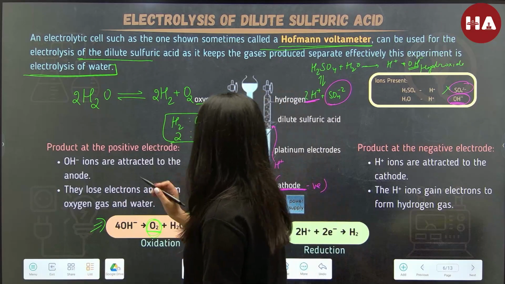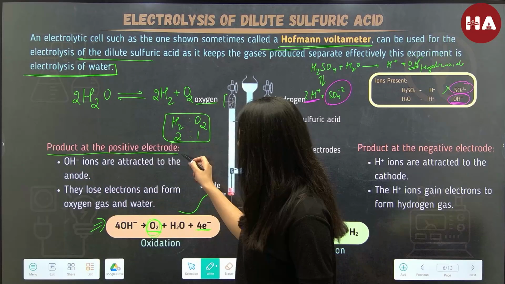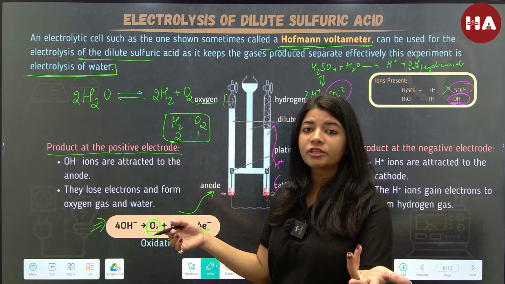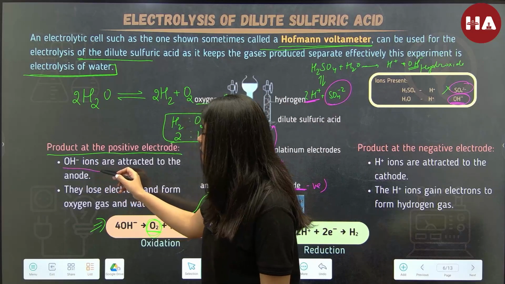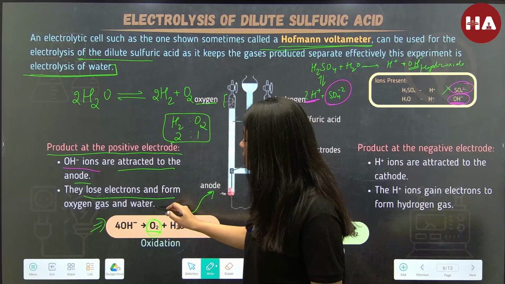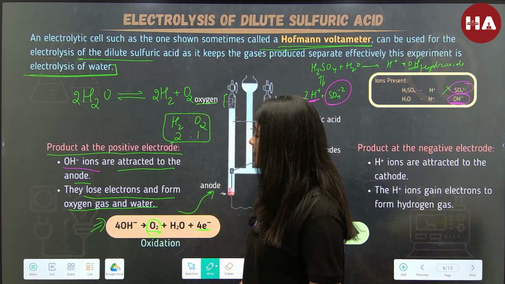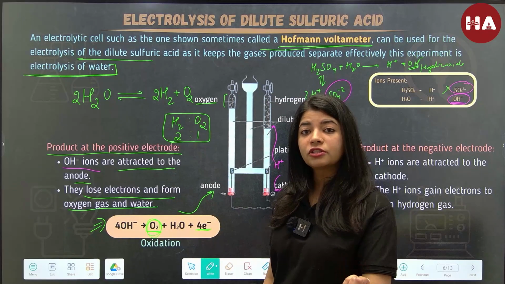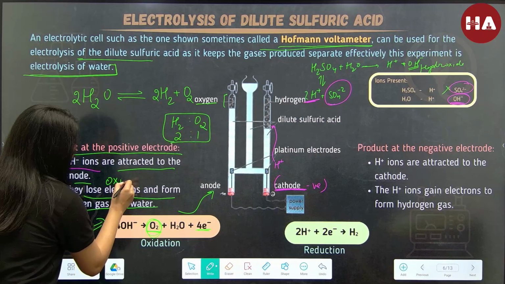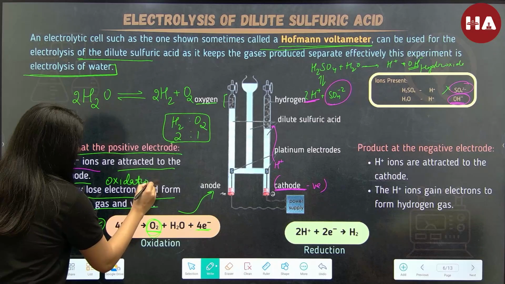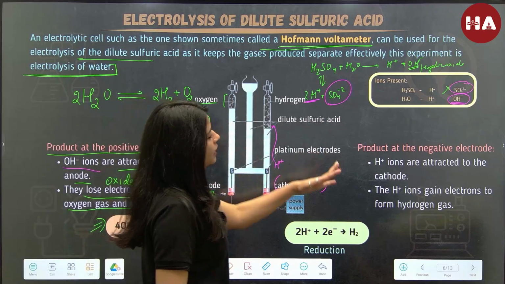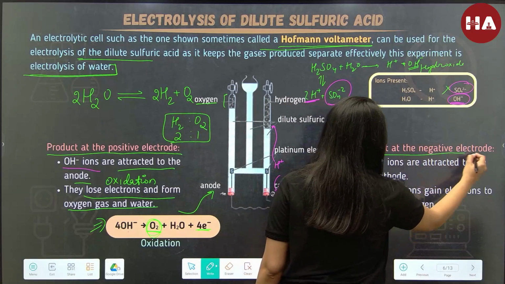Before that, let's quickly read the product at the positive electrode. At the positive electrode, definitely a negative ion will come, which I am saying is OH minus, because the concentration is greater. So OH minus ions are attracted to the anode, they lose electrons and form oxygen gas and water. Losing electrons means what? It means oxidation will take place. Oxidation of hydroxide ions will take place.